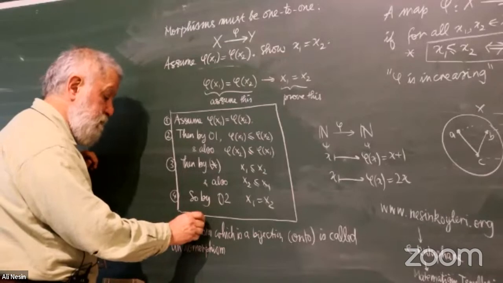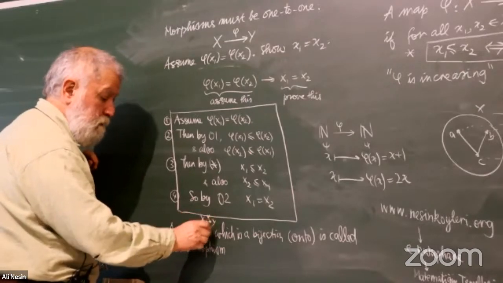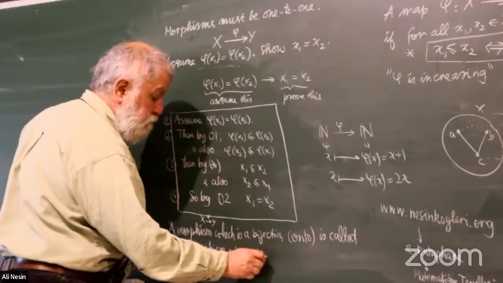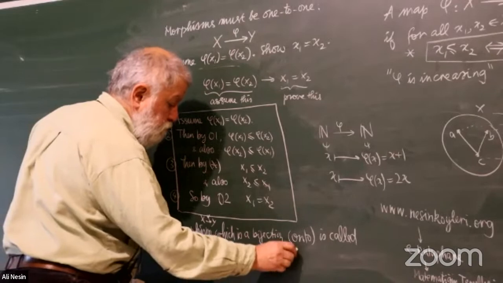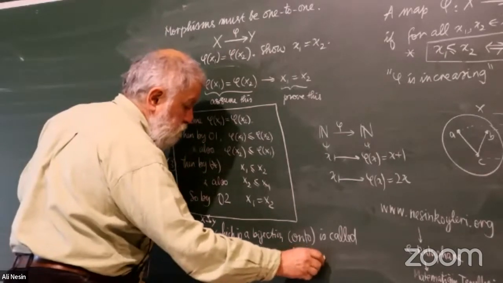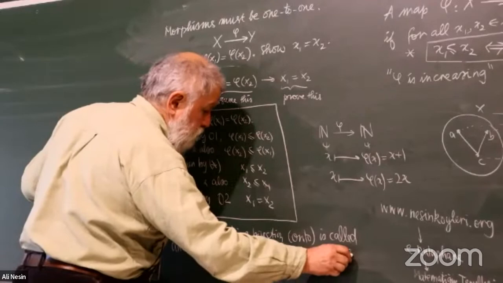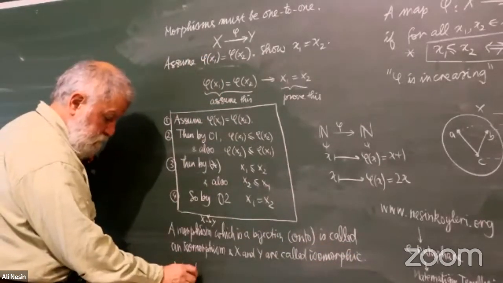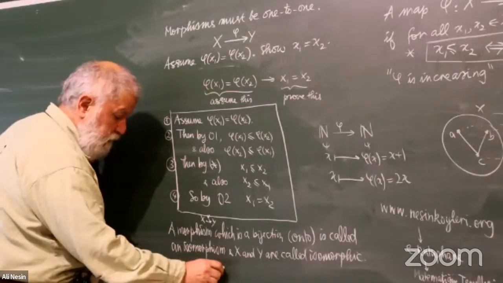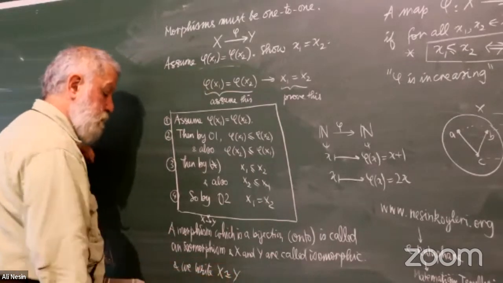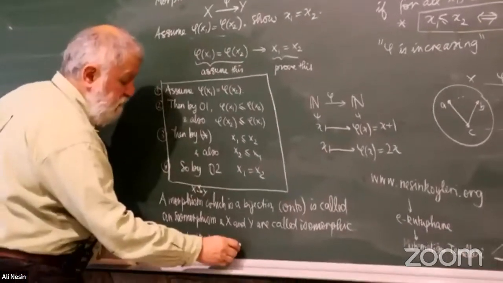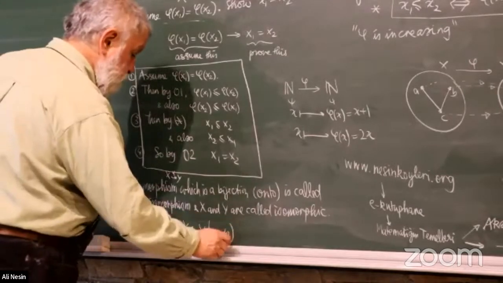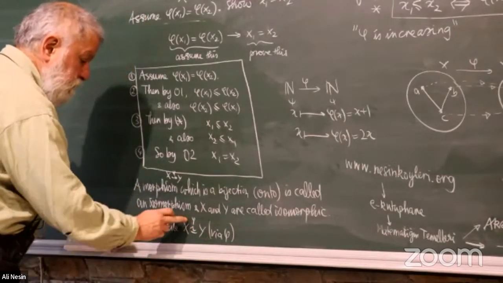Let's call this phi between x and y. And x and y are called isomorphic. And we write x is isomorphic to y. You can also put phi here if you want to.